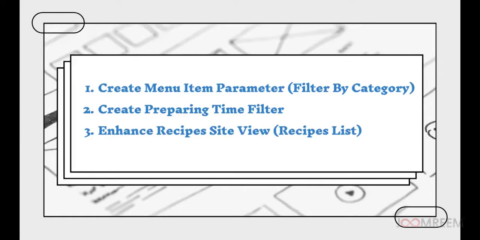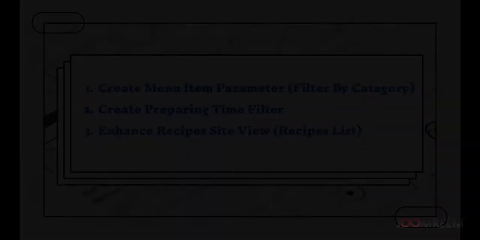We will add two sliders to select the preparing time starting from and up to values. I will explain how to create a menu item parameter to filter the recipes list by categories. This makes it possible to create different menu items for one or more categories. Then I will demonstrate how to create two sliders to filter the recipes list by a range of preparing time values. At last, I will modify the recipes site view to display a message when no recipes return.